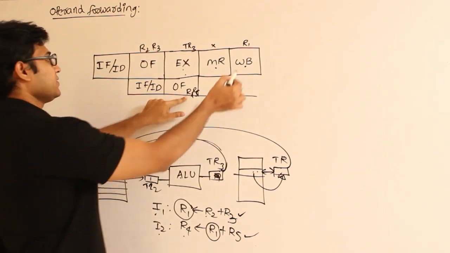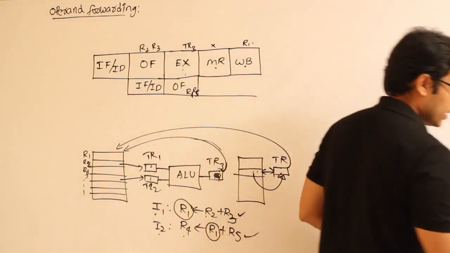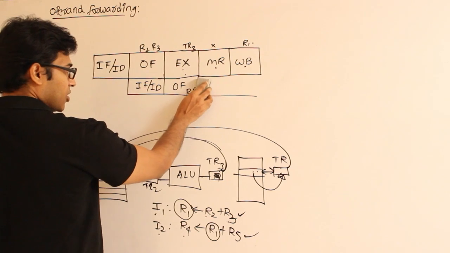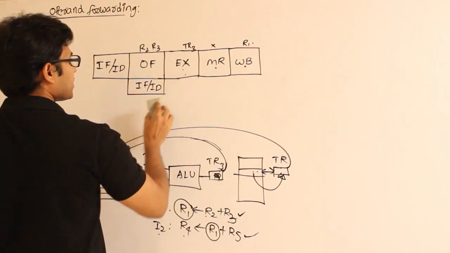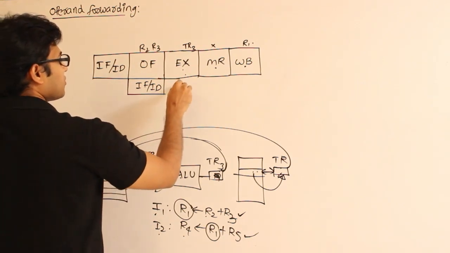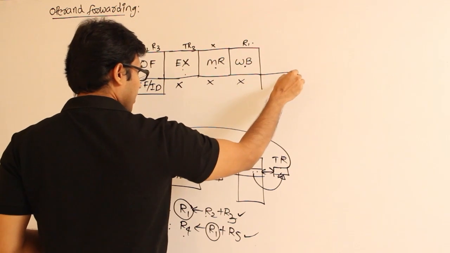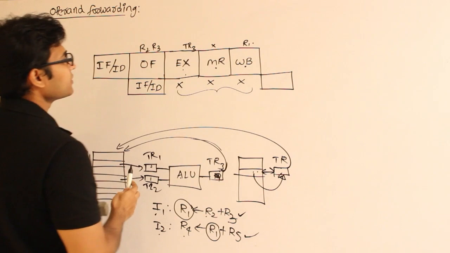But if you observe this, R1 is not available until the execution of this phase, right? So that is the reason you cannot perform operand fetch here, and you are supposed to introduce these stall cycles. So you are supposed to halt, and here only you can start with operand fetch, right? Therefore 3 cycles are going to be wasted.